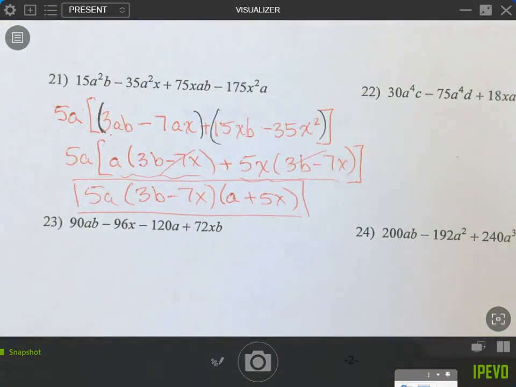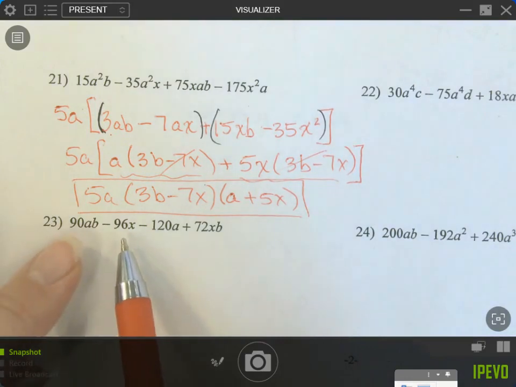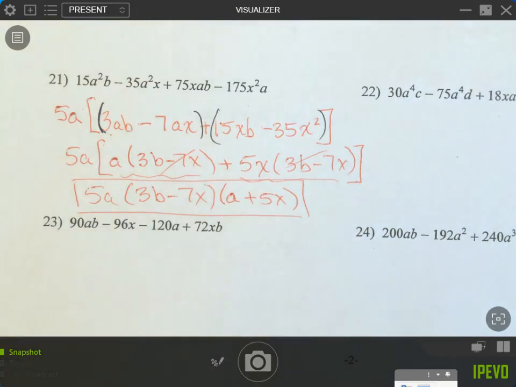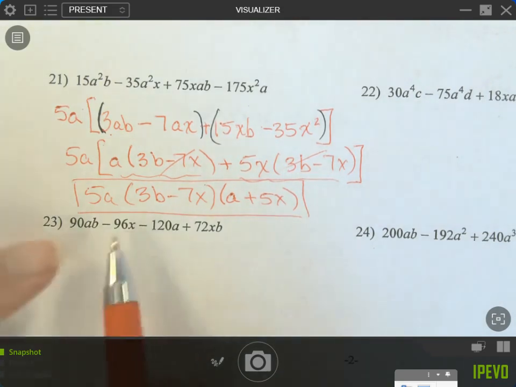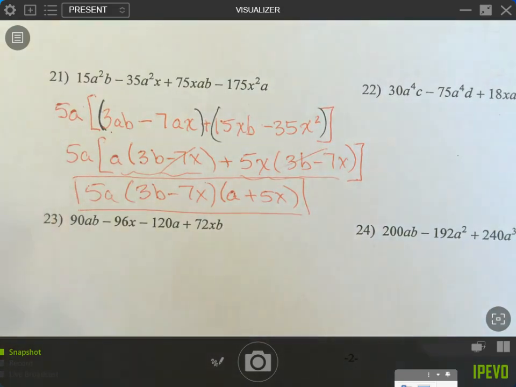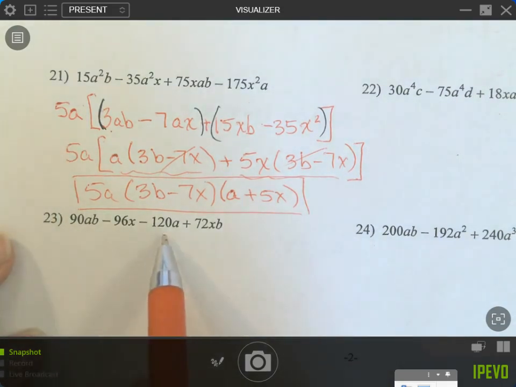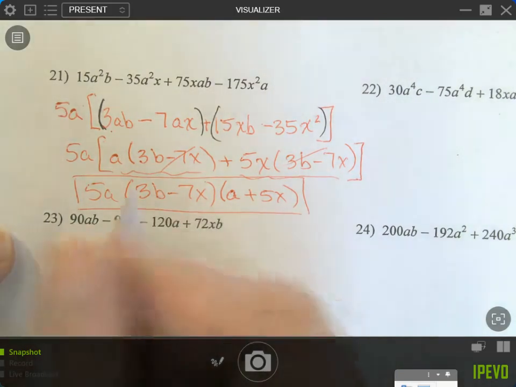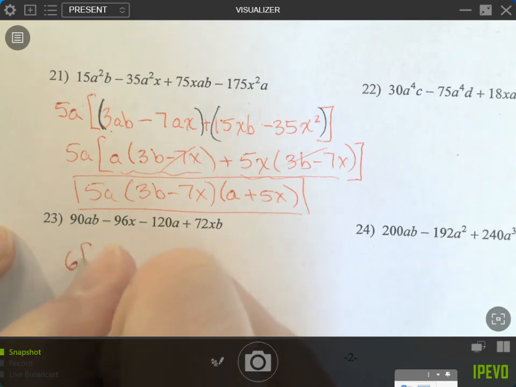All right, jump down to 23. So here's what I'm looking at. I can definitely divide both of these by 2, and I'm left with a B and an X. I could divide by 3. Can I divide by 6? Oh, I can divide these both by 6. I can divide 120 by 6. Can I divide 72 by 6? Yep. All right, I'm taking out a 6. I was thinking this needed rearranged, but maybe not.